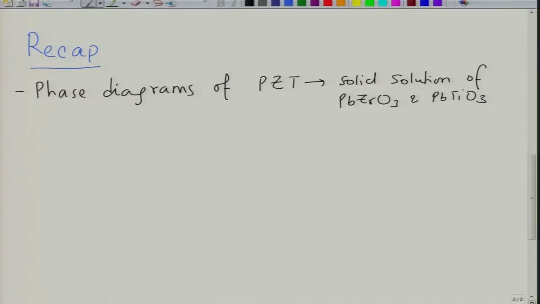As a result of coexistence of two phases, the dielectric constant is very high as well as the polarization is very high. So near 50-50 compositions are the most useful compositions of PZT, and this is by far the most successful piezoelectric for various applications. And then we were looking at the details of ferroelectric measurements.